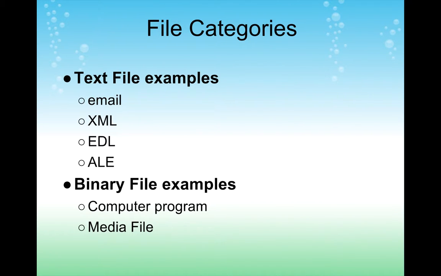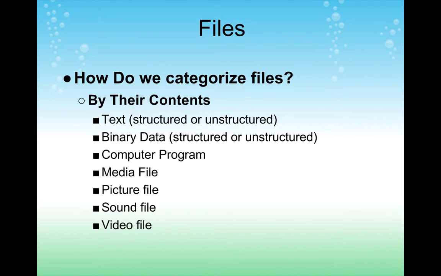Text files, some examples are like email, XML, edit decision lists for your various editors, and binary files are computer programs. You can't open up the computer program in a text editor and read it. Media file, you can't. You can't open up a QuickTime file in your text editor and read it. There's nothing there to read the way you can open up an email file. So how do we categorize files? By their contents, text, binary, whether it's a computer program, media file, specifically, maybe it's a picture, sound file, video file.